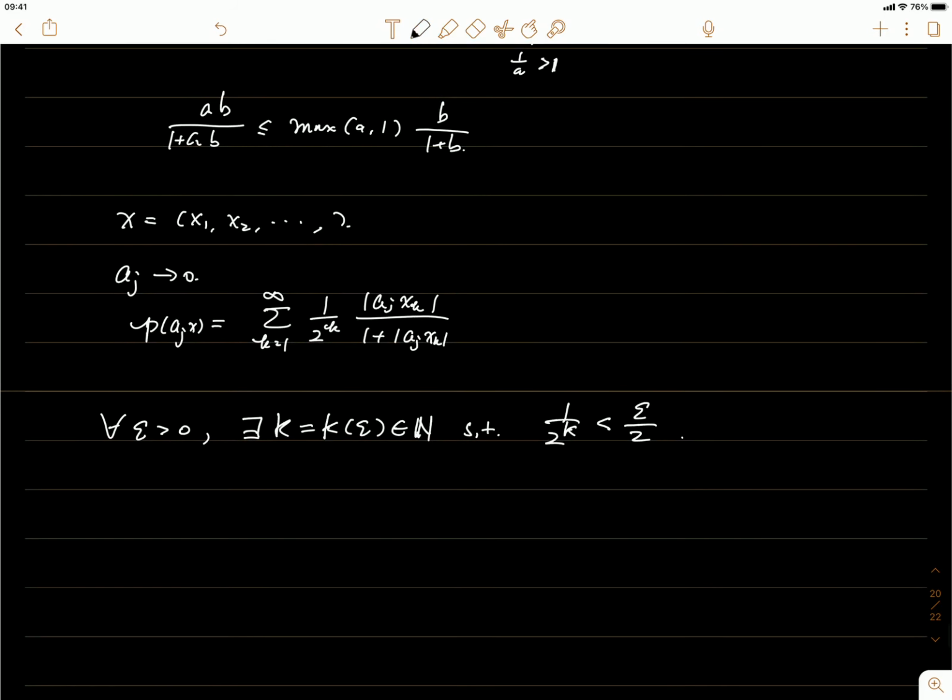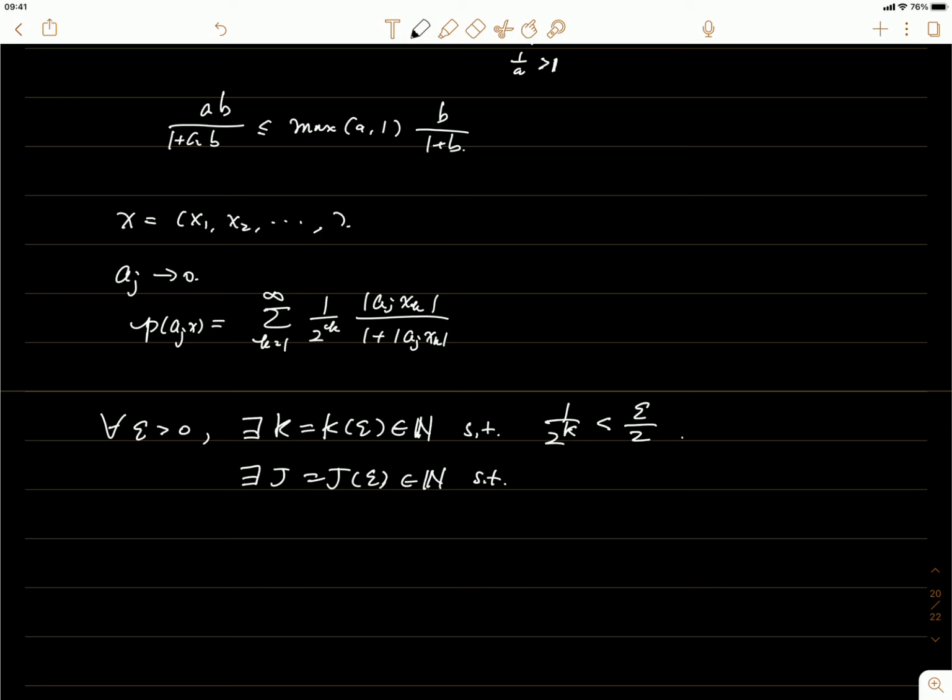Okay, and then this K only depends on epsilon. And I also know that there exists some J. Well, this J will depend on epsilon and K. But eventually it will just depend on epsilon because K depends on epsilon as well, right? So I can just write this J epsilon such that when I look at the first capital K terms, I still want to bound it.